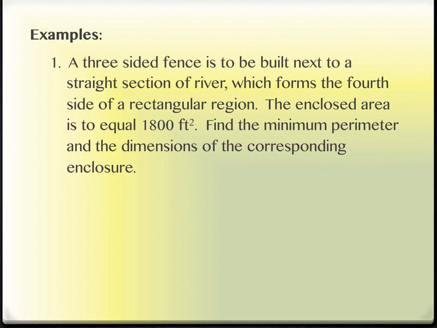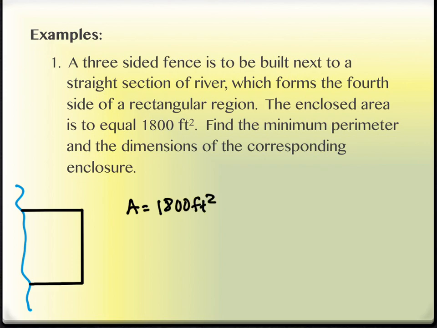We got a river. And we're going to build a fence that's 3-sided along the river. And prior experience tells you that when you work with fences, unless there's a reason not to, you're generally talking about something that's a rectangular shape. So this seems reasonable, right? It tells us that we know what the area is. Okay, so let's just jot that down. I know that my area is 1,800 square feet.